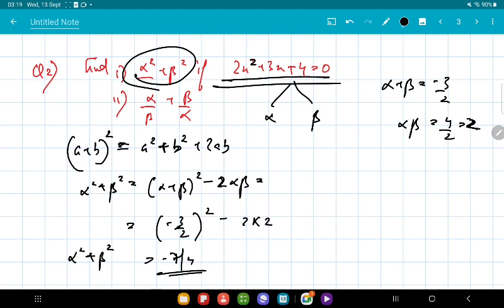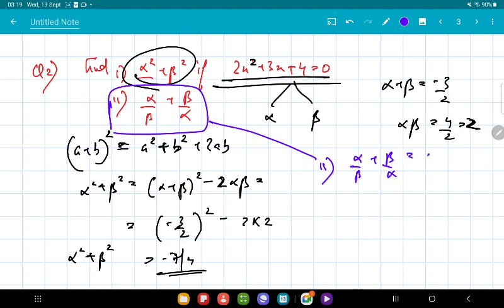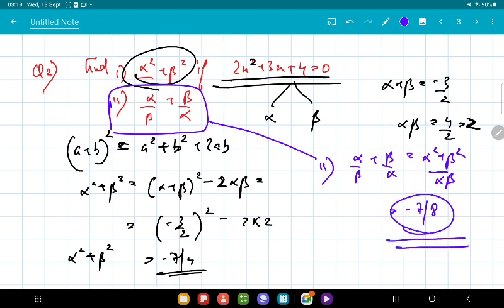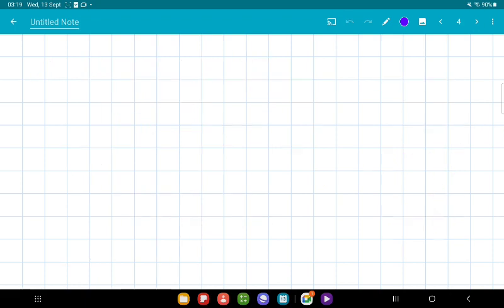Okay, for the second one, what should we do? We can simply take the LCM part first: alpha by beta plus beta by alpha. We will get alpha square plus beta square over alpha beta. Now, once you put down the values, you will get an answer like this. I hope you like the question. Try to solve it by yourself also. If not, rewind the video and watch it again.